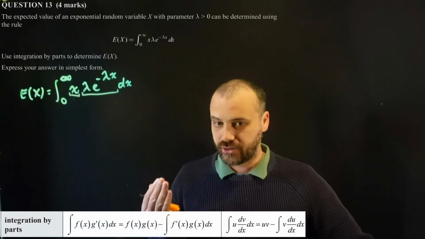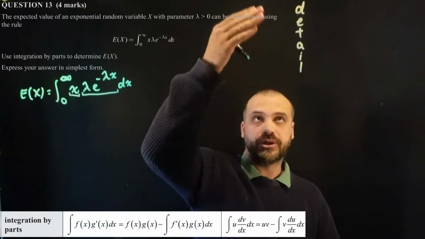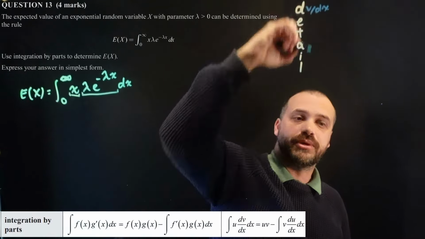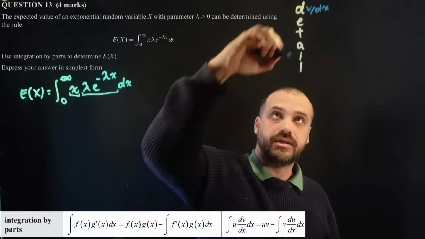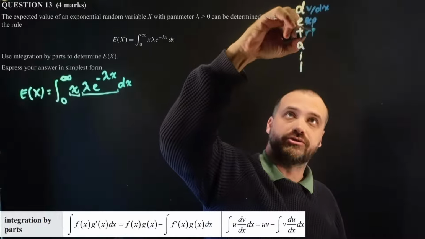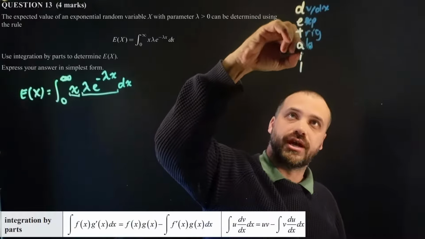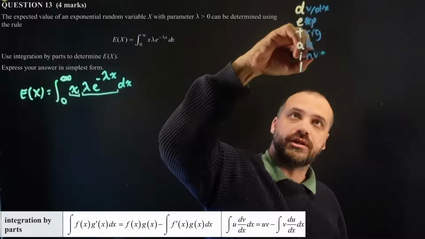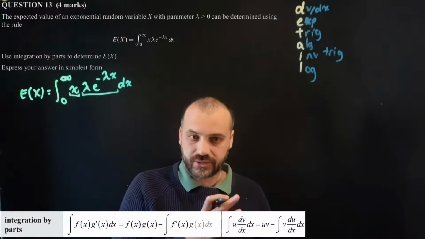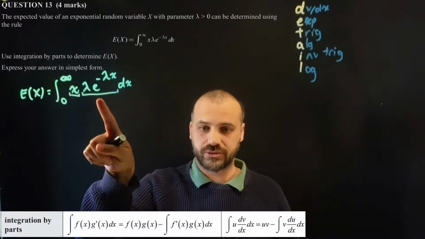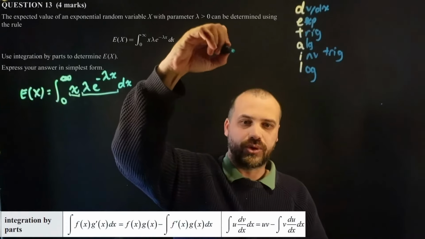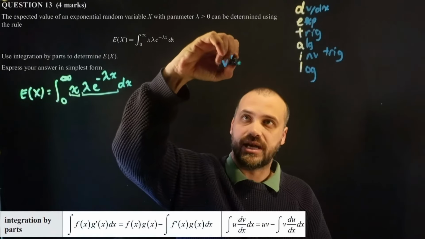We use our acronym DETAIL. Now, if you're not familiar with DETAIL, the way to work it is it tells you what dv dx should be. Now, dv dx should be exponential. If you can't find an exponential function, find a trig function. If you can't find one of those, find an algebraic function or an inverse trig function. And lastly, find some kind of log function. Now, here, I can see an exponential. And so exponential is what my dv dx is going to be, or what I tend to call v dash.